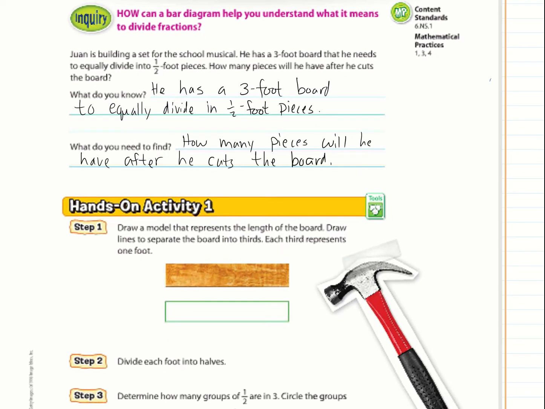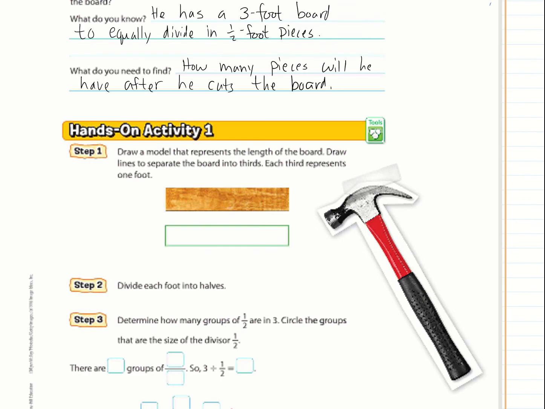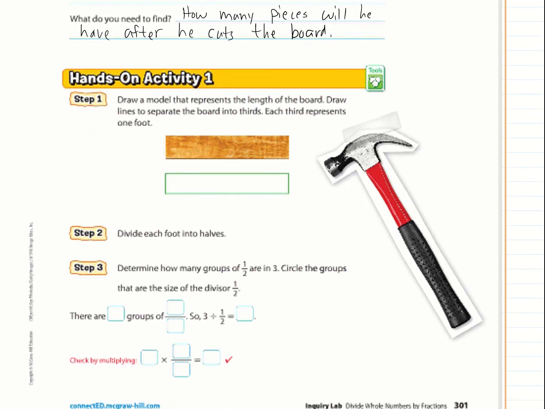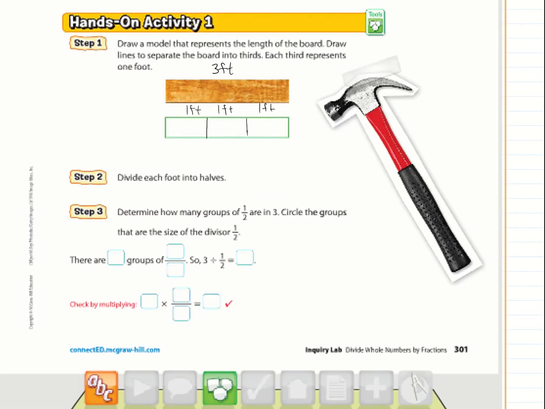So we're going to do the hands-on activity. It says draw a model that represents the length of the board. Draw a line to separate the board into thirds. Each third represents 1 foot. So if we remember that this whole thing is 3 feet long, now we have to divide this into 3 equal parts. That way each part is 1 foot. So we have 1 foot, 1 foot, and 1 foot. But it's not asking for 1 foot pieces, we're asking for 1/2 foot pieces. So I'm going to take these 1 foots and divide them in half each.